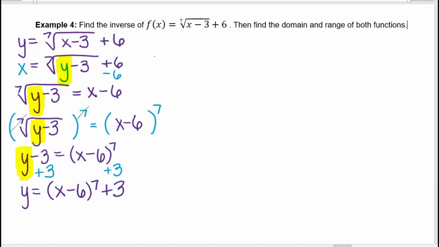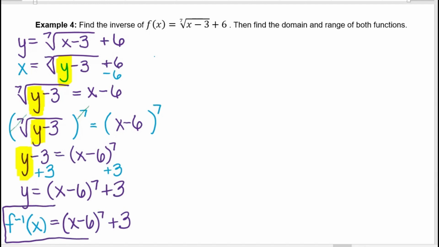And then our last step, we need to replace that y with the inverse notation. Remember, inverses are unique. There is only one inverse for every function, if the inverse exists. And without that inverse notation, in this case, the f to the negative 1 of x, people would not know that this inverse belongs with our f of x function.